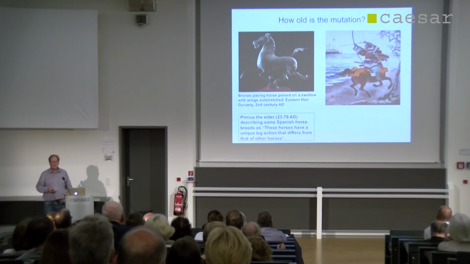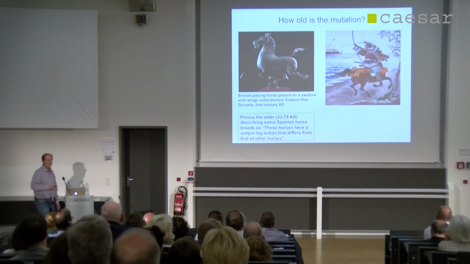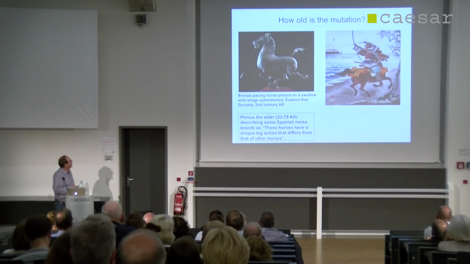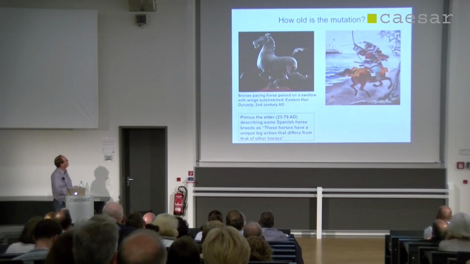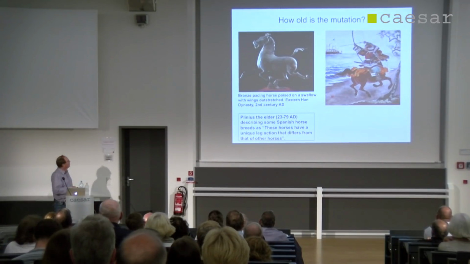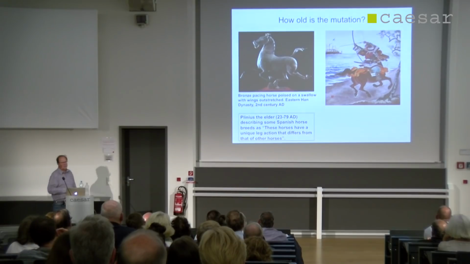So how old is this mutation? So when we published this, we got the cover of Nature, which is always very nice for the researcher to get. And I looked for what could be the cover illustration. So I searched for pacing horses, and I came up with this thing. So this is a very famous sculpture from China. So it's a bronze. It's called the bronze pacing horse, poised on a swallow. So this is a swallow with wings outstretched. Eastern Han Dynasty, 2nd century.